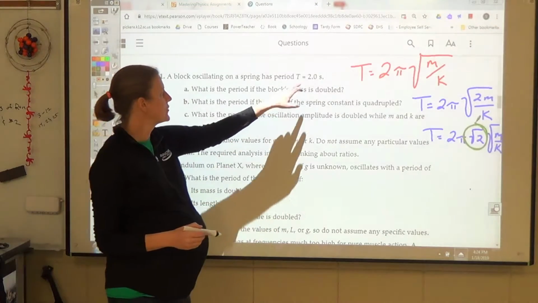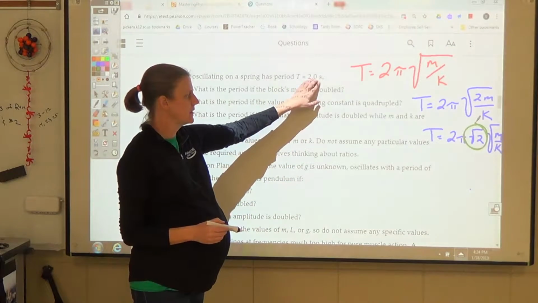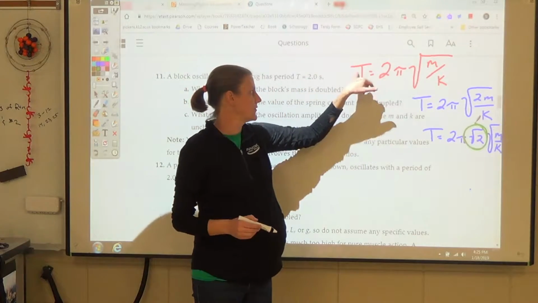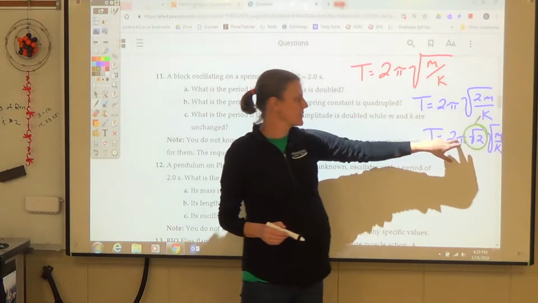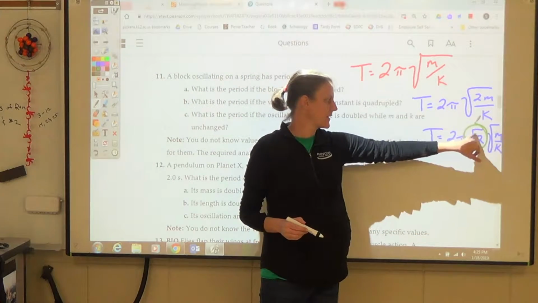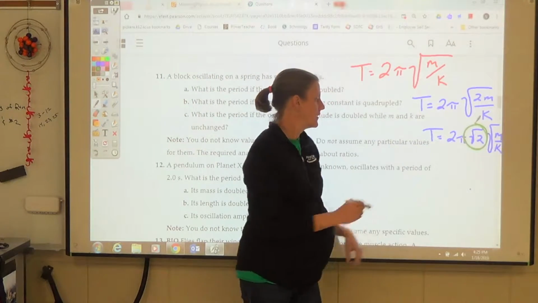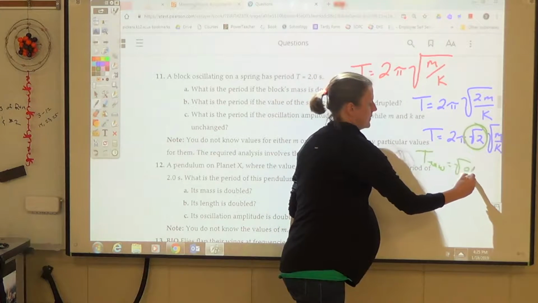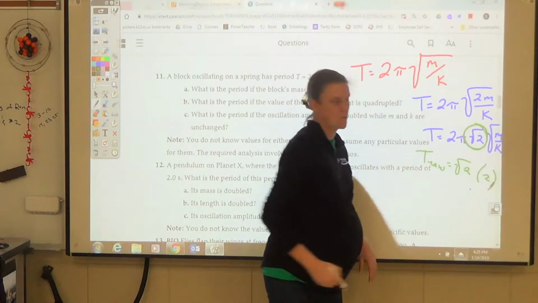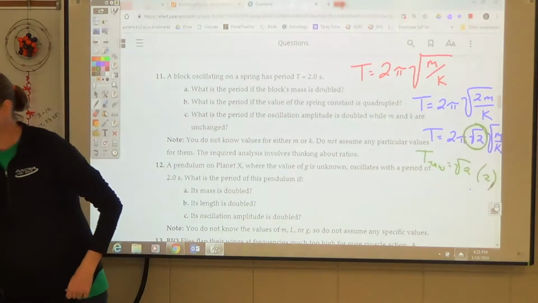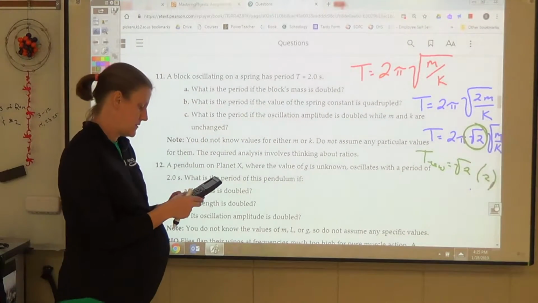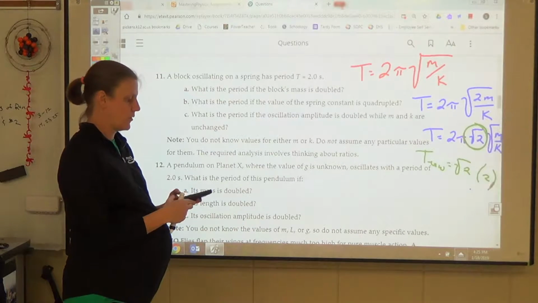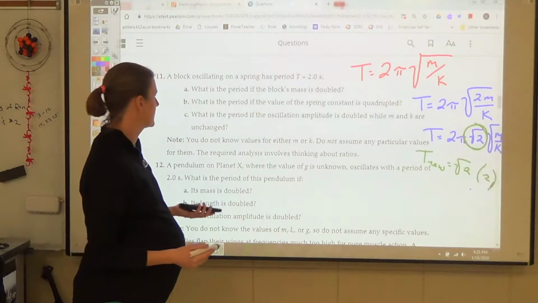So if the original period was 2 seconds, like all of this red equaled 2 seconds. Well, this blue looks exactly the same, except I've got that square root of 2 in there. So T new is square root of 2 times 2. Or about 2.8 seconds.